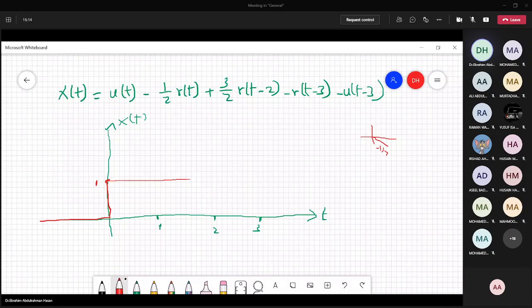Slope equal to minus half, which means go one like this and half like this. So then at 1 it will be equal to half. Then at 2 it will be equal to half. Okay, so then this is the line.